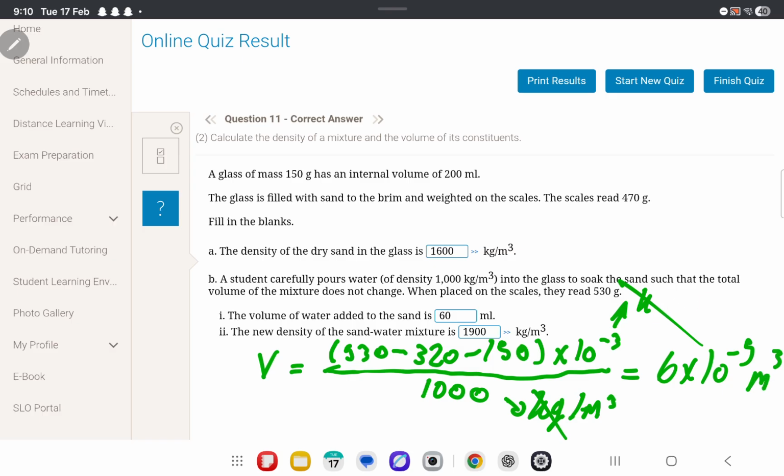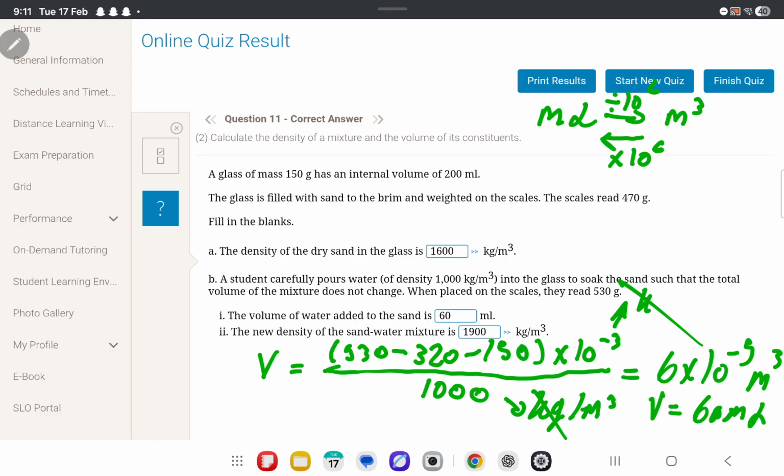Right? Now, remember we said from milliliter to meter cubed, you divide by 10 to the power of 6. But if you want to go the other way, this is what I just forgot to do. You multiply by 10 to the power of 6. So you get V is equal to 6 times 10 to the power of negative 5 times 10 to the power of 6 to change it to milliliters. You get 60 milliliter. That's the answer.